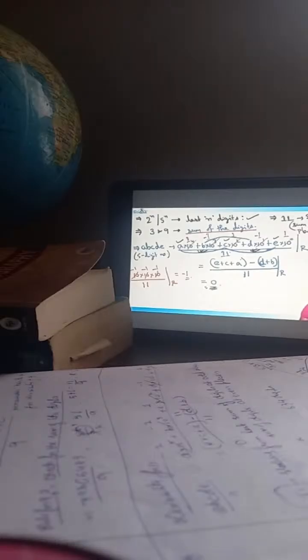So for powers of 2 and powers of 5, we only check the last few digits. For 3 and 9, you have to check the sum of the digits, which should be divisible by 3 or 9. This is the rule for powers of 2 like 2, 4, 8, 16, 32, and powers of 5 like 5, 25, 125, 625, then 3, 9, 11. This we have discussed.